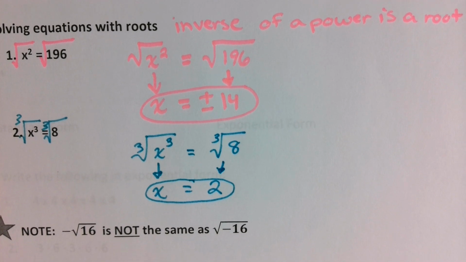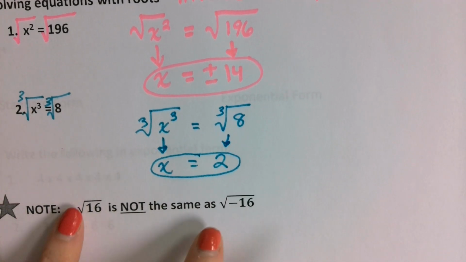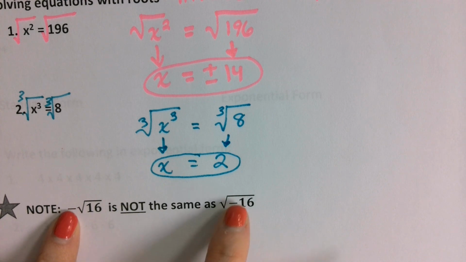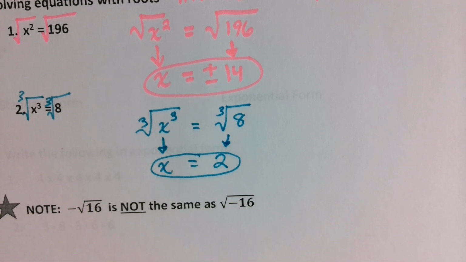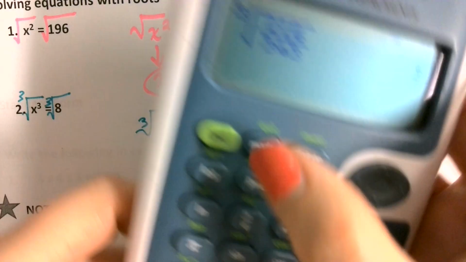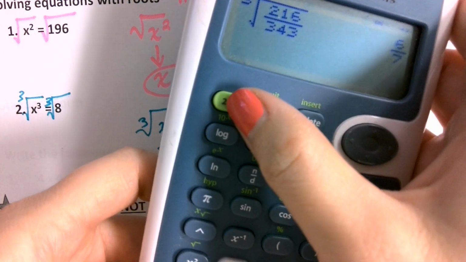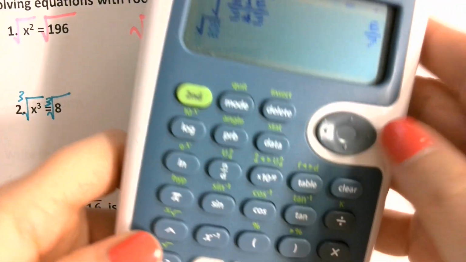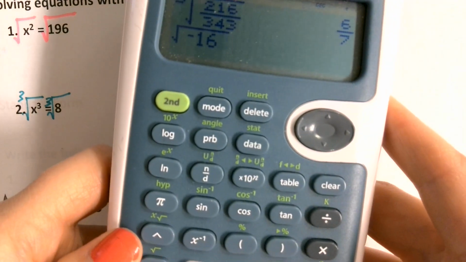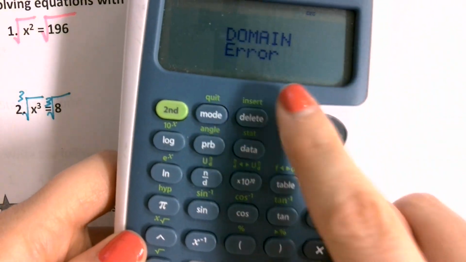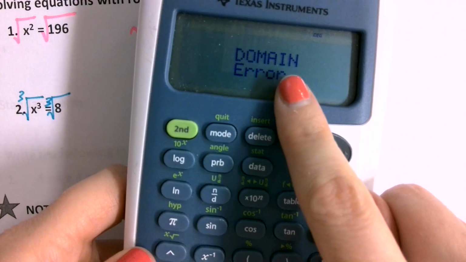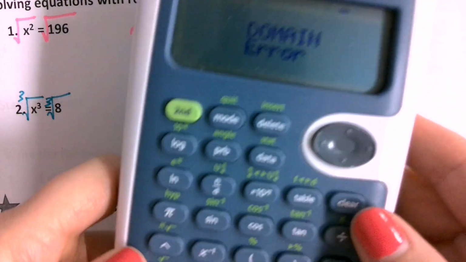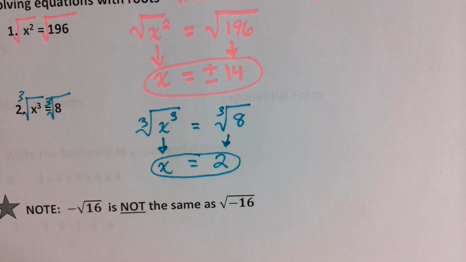Now, please also note that a negative on the outside of a square root is not the same thing as a negative on the inside of a square root. Right now, I want you guys to type the square root button, hit second and square root, and type negative 16 and hit enter. Look what happens. You get an error. The reason you get an error is because that is not a real number. Remember when we talked about real numbers, it never had any display of a negative value inside the square root.